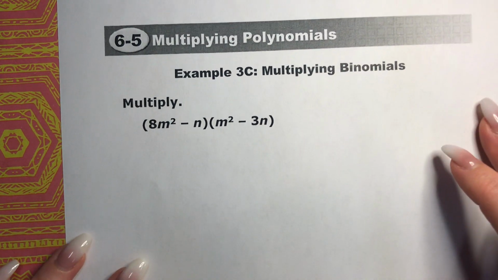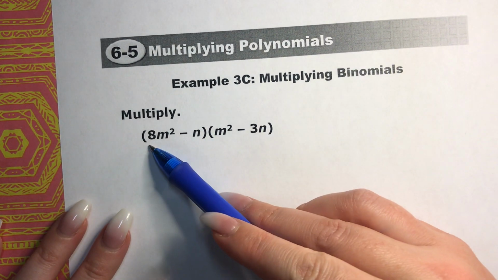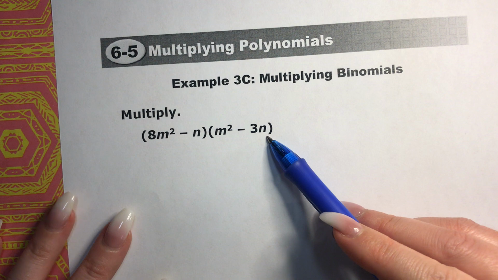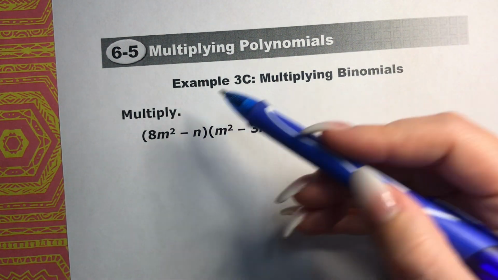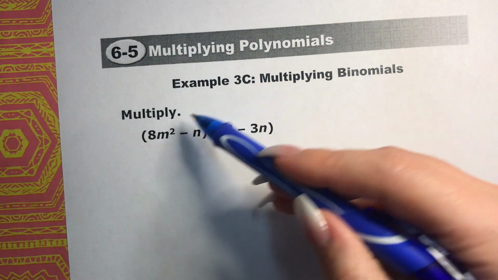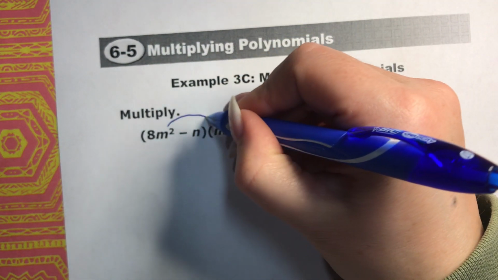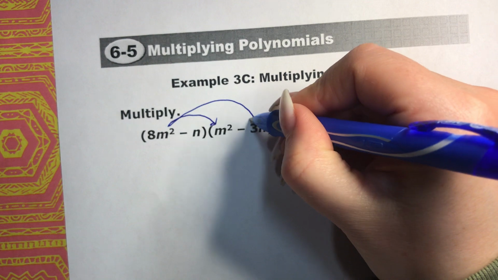So example 3C, we're multiplying binomials. We have a binomial here multiplied by another binomial here. This one just looks a little bit more complicated, but it's no big deal. We're just going to do the same thing. So we're going to take whatever this is and do the distributive property twice. So we're going to multiply it here and here.